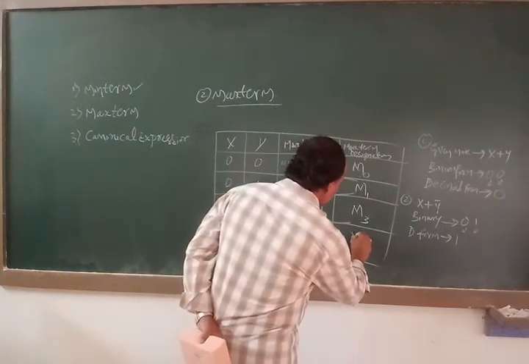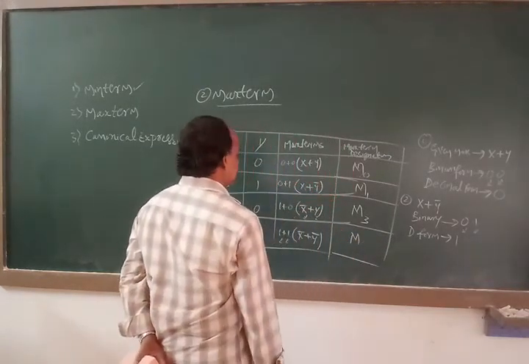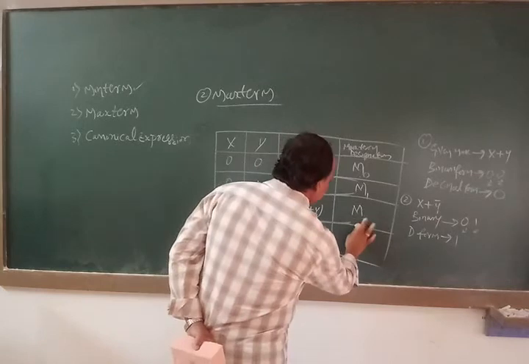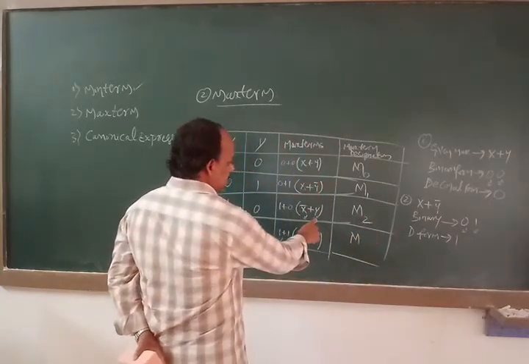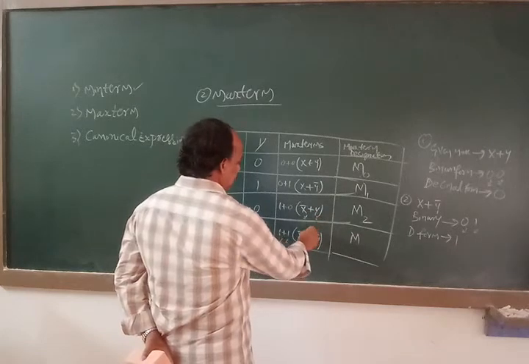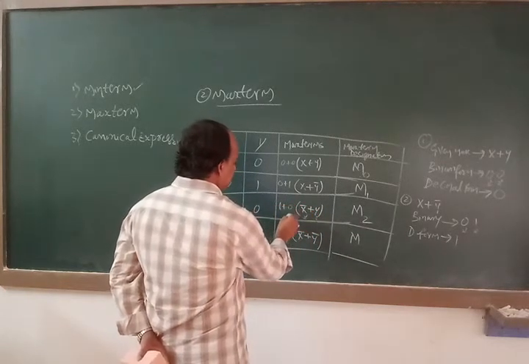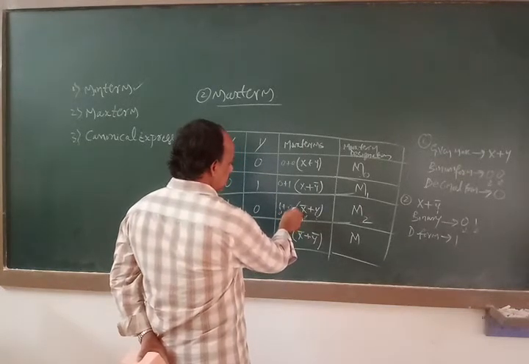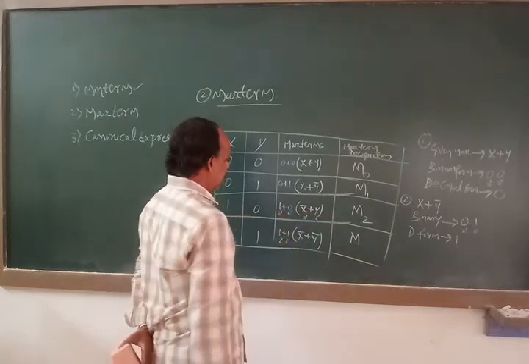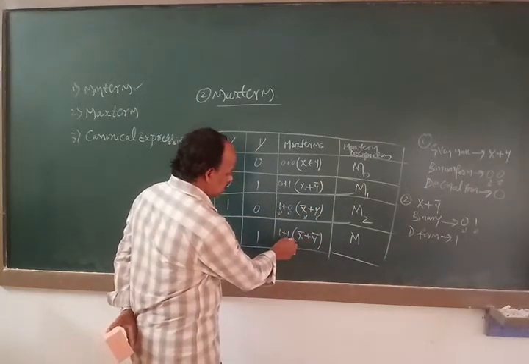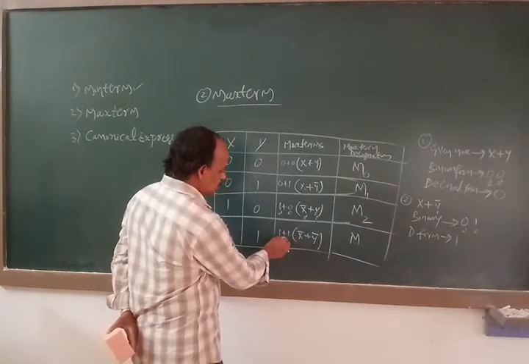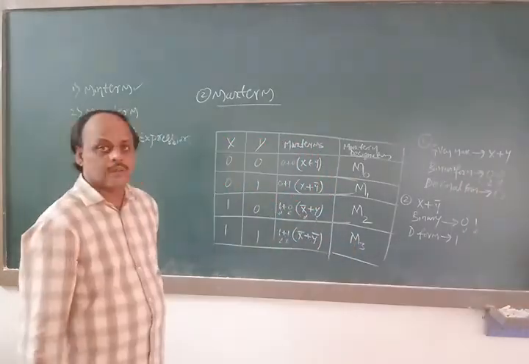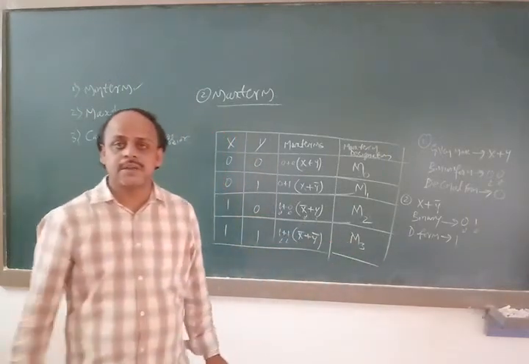Sorry, here it becomes 2, because the variable means 0 and the complement means 1. 2 power 0, 2 power 1: 2 power 0 means 1, 1 into 0 becomes 0, therefore 2 power 1 means 2. Similarly here, 2 power 0 means 1, 1 into 1 is 1, plus 2 power 1 means 2, 2 into 1 is 2, 2 plus 1 is 3. This is nothing but a max term.